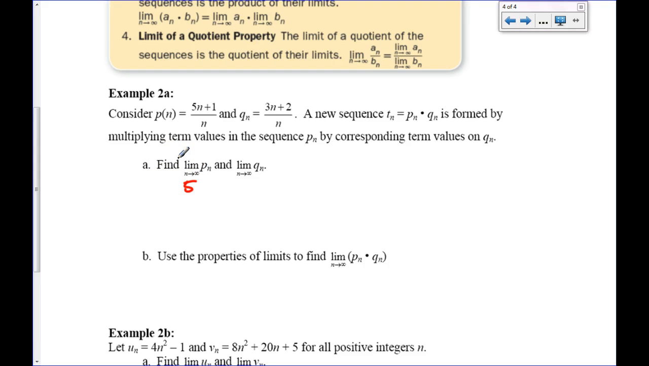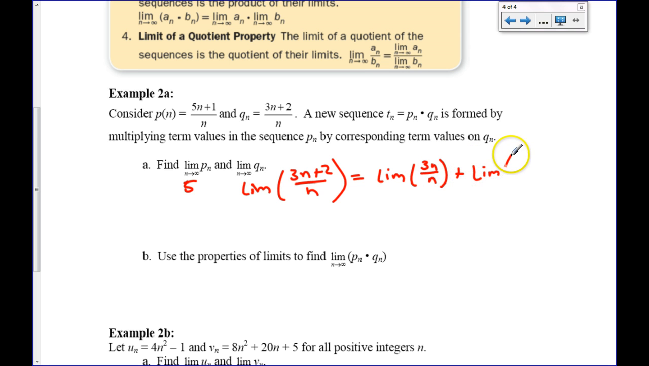Yep. And the next one says, find the limit of q sub n. So let's do that. We got the limit of 3n plus 2 over n. Okay, and that's the same thing as saying the limit of 3n divided by n plus the limit of 2 divided by n. Well, this one, the n's cancel, right? So what is the limit of 3? 3.